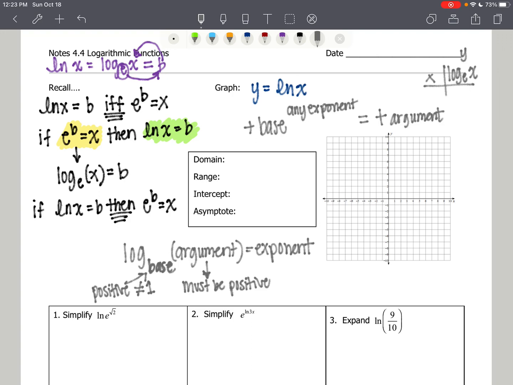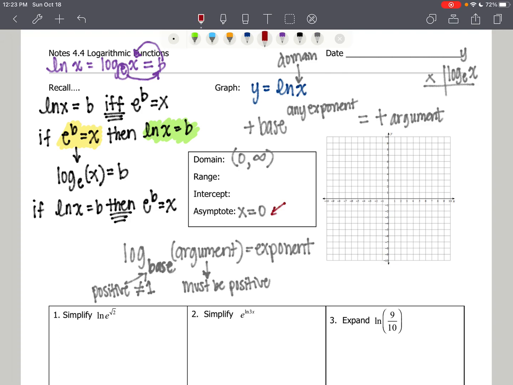It's very important for you to understand that. That's why our argument is positive and our exponent can be any value, positive or negative. So we have the natural log of x. x is going to be our domain. Our domain is going to be greater than 0. So it cannot include 0. Our asymptote, if you'll recall, is going to be vertical, and it's going to be x equals 0.